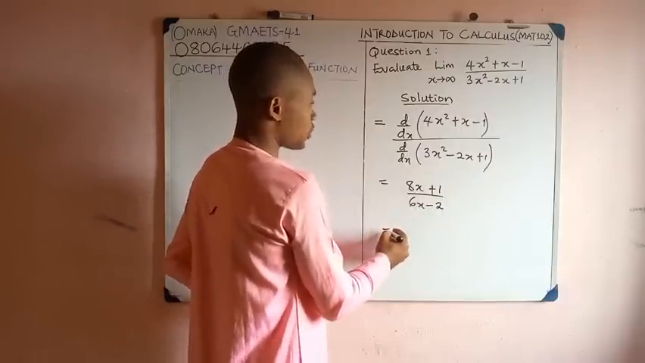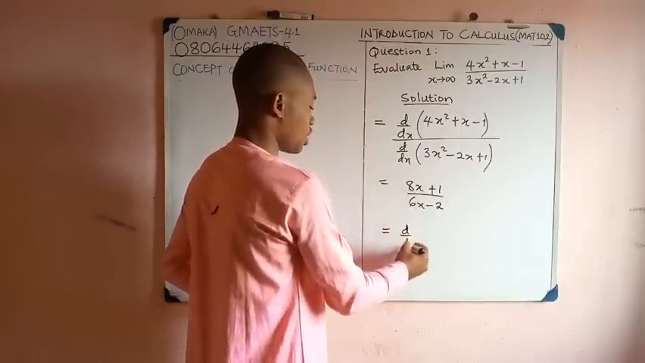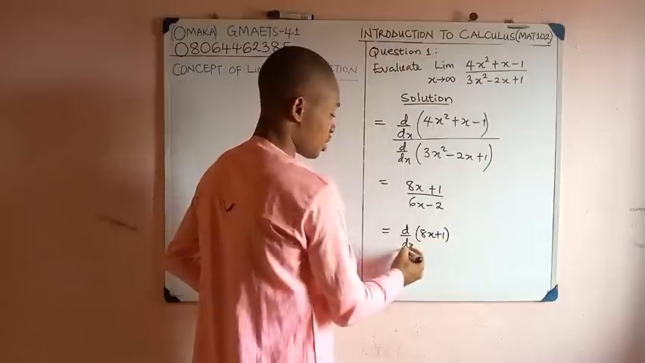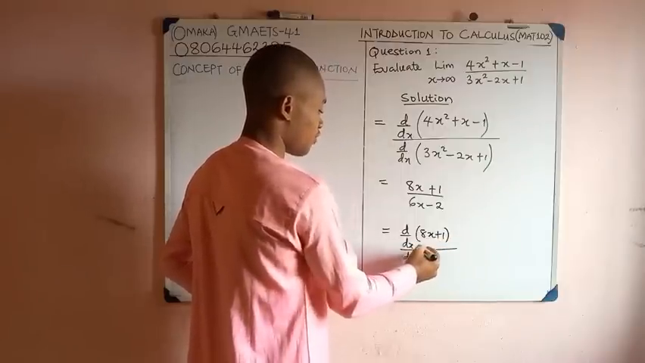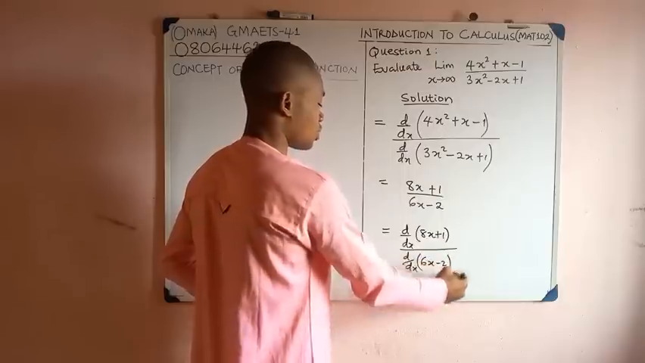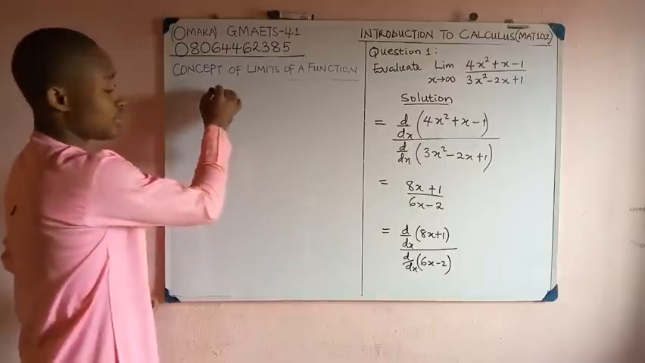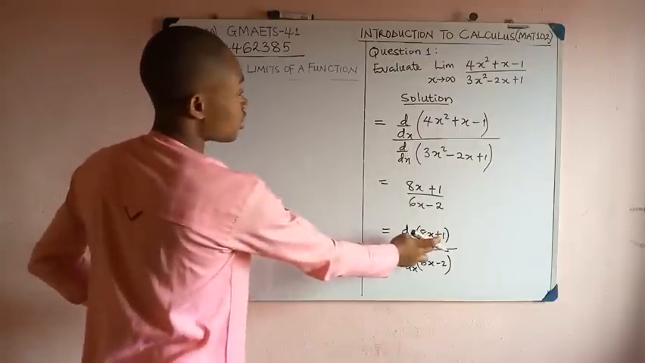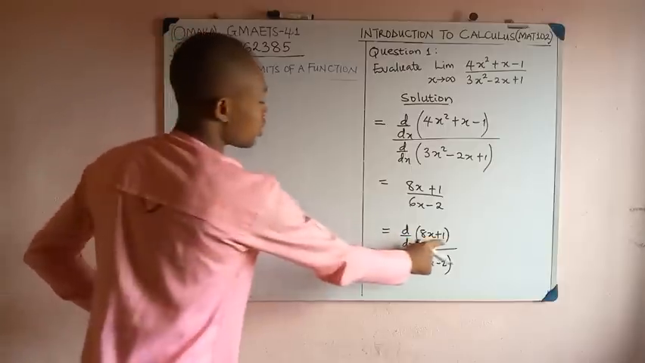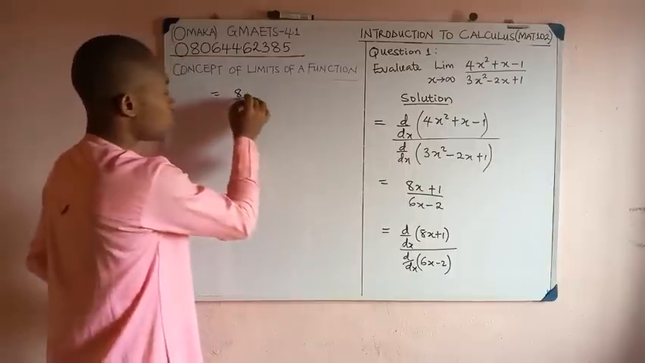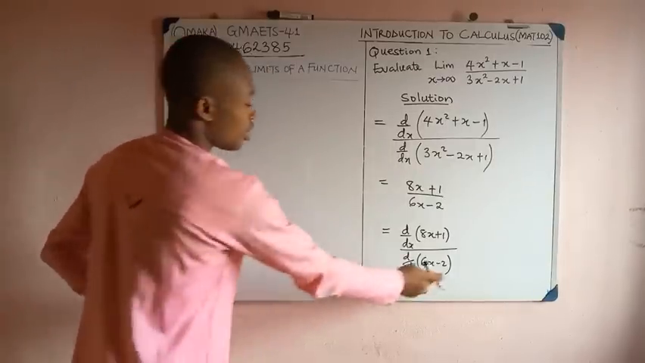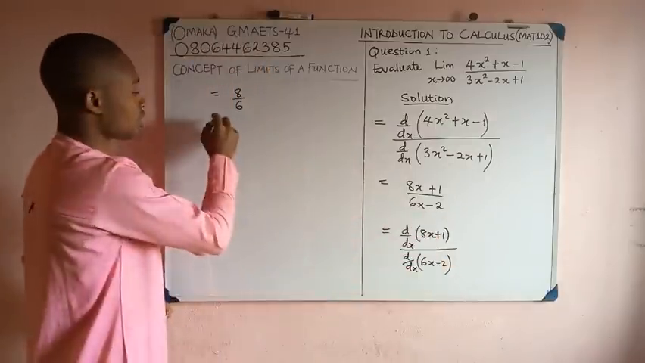Again, we are going to proceed to differentiate with respect to x the numerator again, that is the second derivative, is that okay? Divided by the derivative with respect to x of the denominator, 6x minus 2. So working around that, if you differentiate your 8x, what will you get? You get 8, differentiate this constant, you get 0, all over, come down to the denominator, 6x, if you differentiate, you get 6. Differentiate minus 2, which is constant, you get 0.